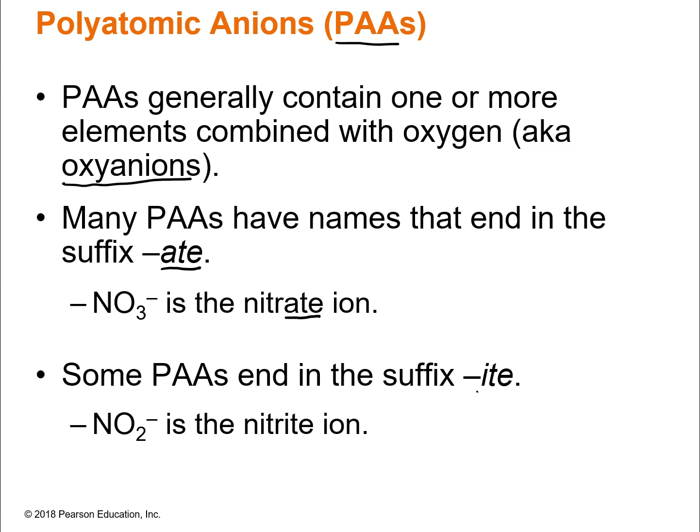But others end in ITE. So NO2 minus is the nitrite ion. Look at these two polyatomic anions. Can you tell me what the one difference is between NO3 minus and NO2 minus?